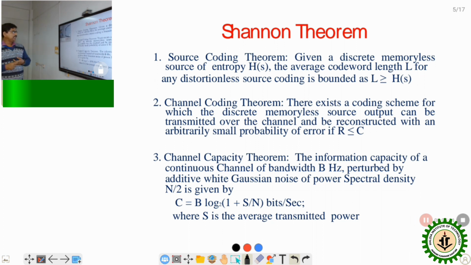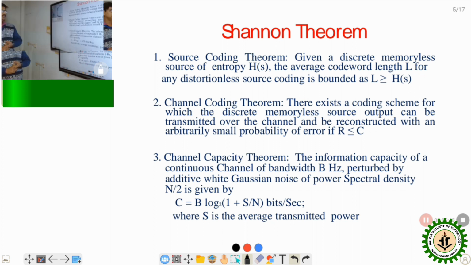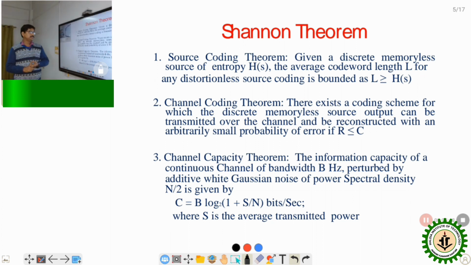And then the channel coding theorem is saying that if the information rate R of any source is less than or equal to the channel capacity C, then with a small error we can retrieve the actual data from the erroneous environment. Channel capacity means how much data is transferred through a channel per second.